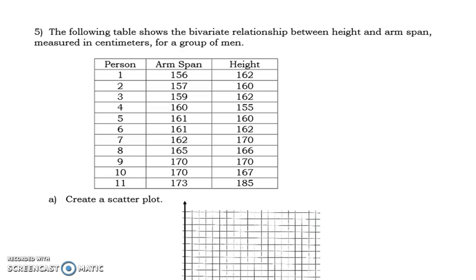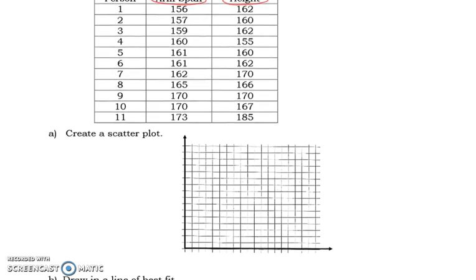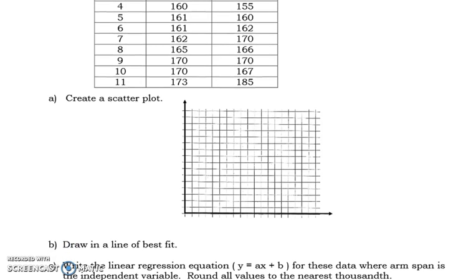Okay, for number 5, the following table shows the bivariate relationship between height and arm span measured in centimeters for a group of men. And the first thing you need to do is create a scatter plot. So what you're going to do is look at arm span for the x-axis and height for the y-axis, and then create your scatter plot. So I want you to pause the video. When you come back to the video, I'll have the scatter plot completed with appropriate scales.